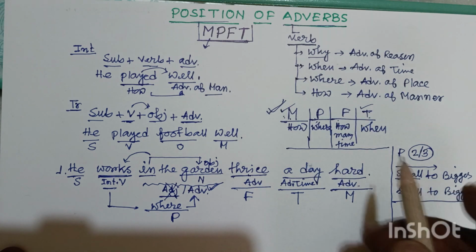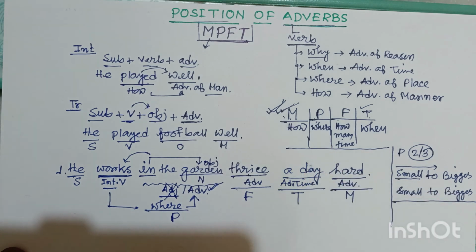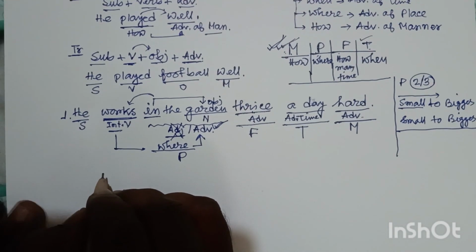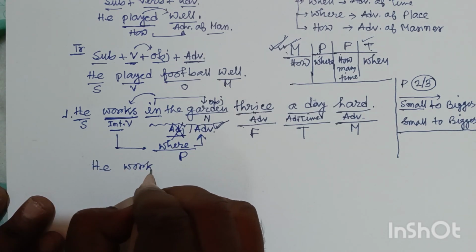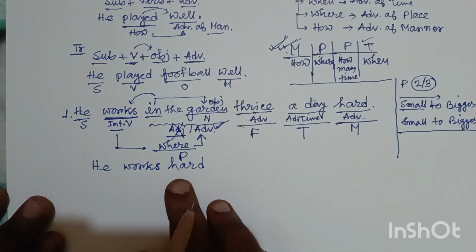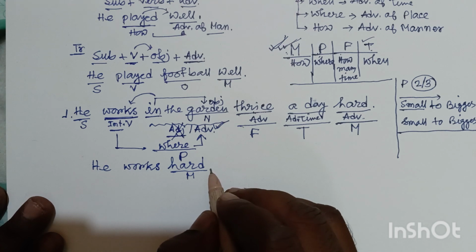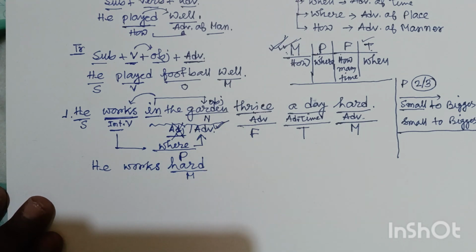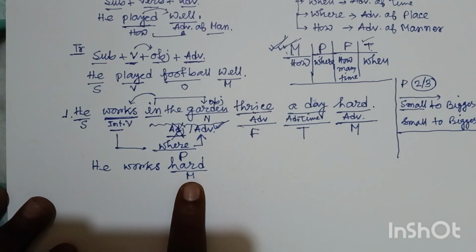And as per the procedure, we have to write down the adverb of manner first. That means the proper sentence will be: he works hard. Hard is the adverb of manner. Then we have to write down, my dear friends, here we should not write any comma or any punctuation. Directly we should write down. So first manner is done.